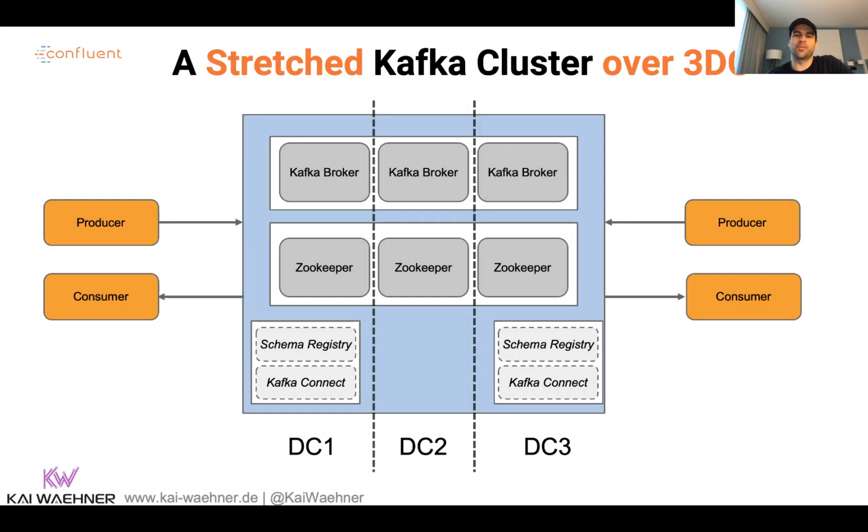Now we already come to a very interesting point. We talk about a stretched Kafka cluster over 3 data centers. This is actually one of the best deployments you could do, because this setup guarantees high availability without data loss and without downtime. This means even if a data center is completely down, you have 0 data loss and 0 downtime. This works because still 2 Kafka brokers and 2 Zookeepers are available in other data centers. So this is the go-to option for 0 data loss and 0 downtime.